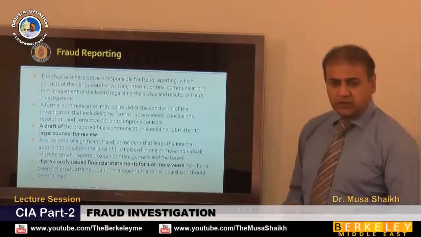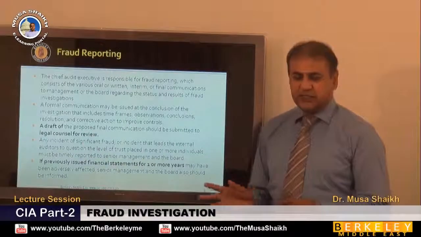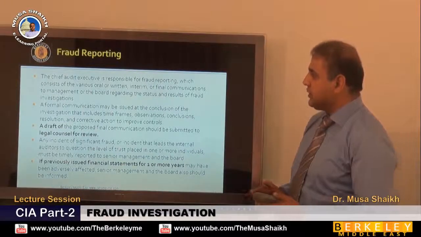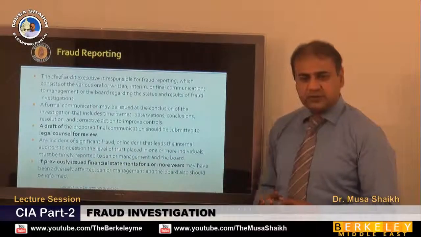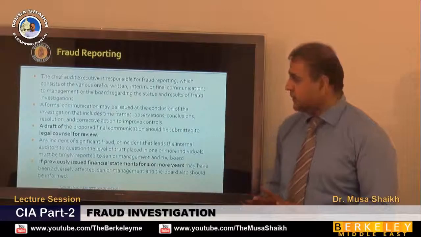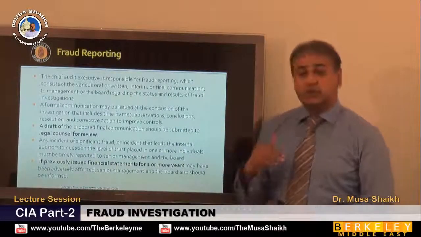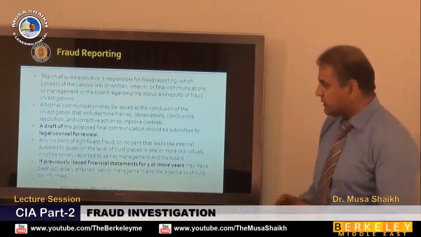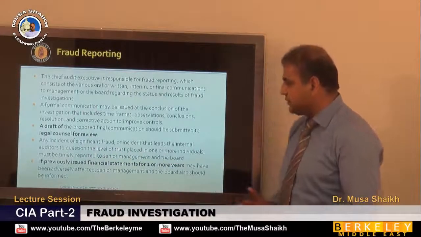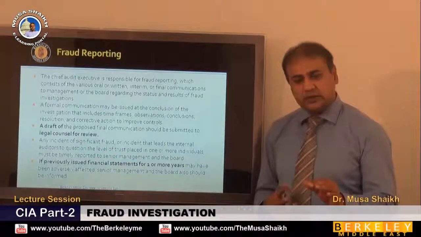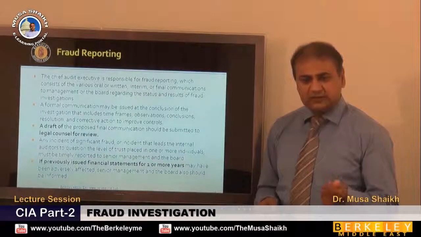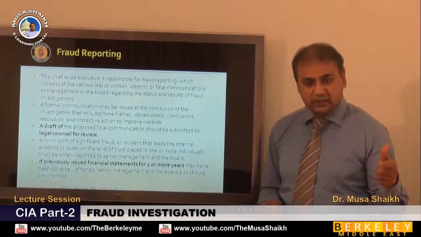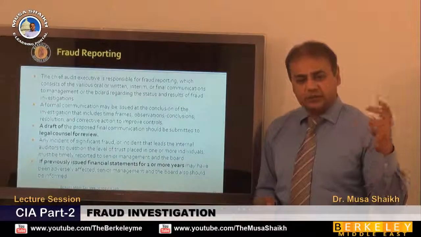The CAE is responsible for fraud reporting: this fraud has happened, this corrective action has been taken, and this was the investigation procedure. This consists of various oral and written interim and final communications based on the type, frequency, and nature of the fraud. A formal communication may be issued at the conclusion, when it is concluded and you have the final outcomes. A draft of the proposed final communication should be submitted to the legal counsel, because fraud involves embezzlement, money loss and other factors. So first of all, you should discuss with the legal department which clause applies and what the consequences are.